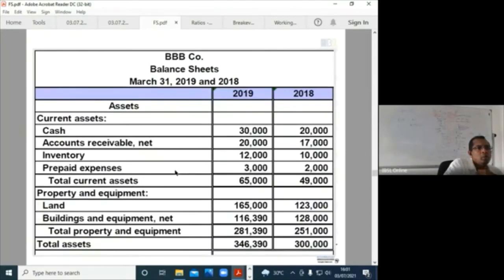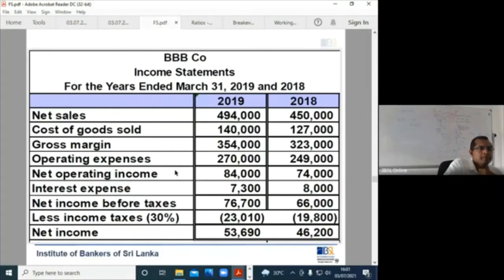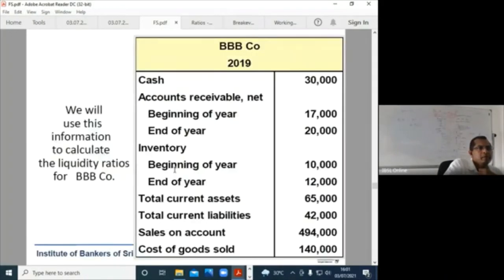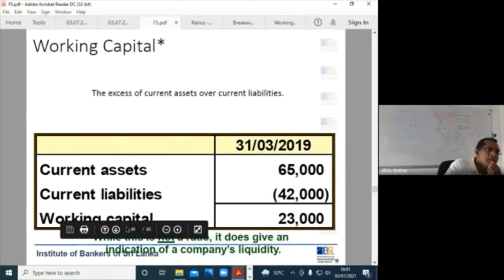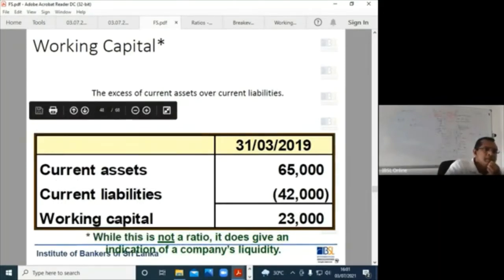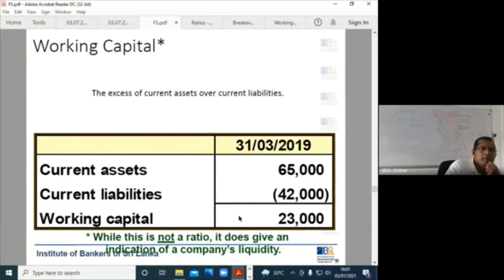This is how you are working now, right? This is the current working capital, what I discussed with you. Current assets minus current liabilities. This is 23,000, which is not a ratio. It does give an indication of a company's liquidity.